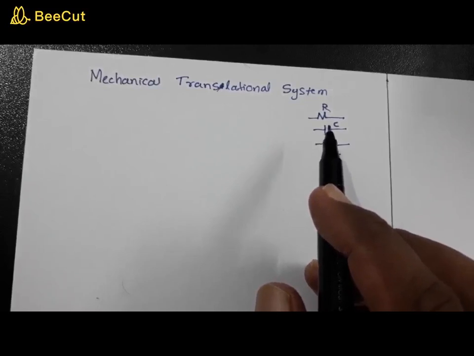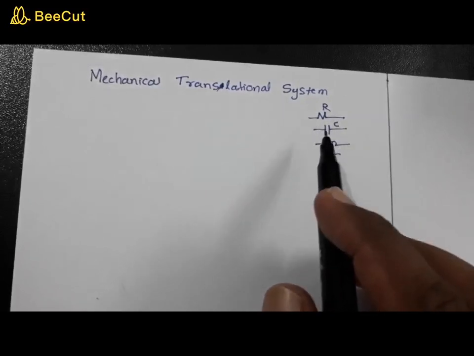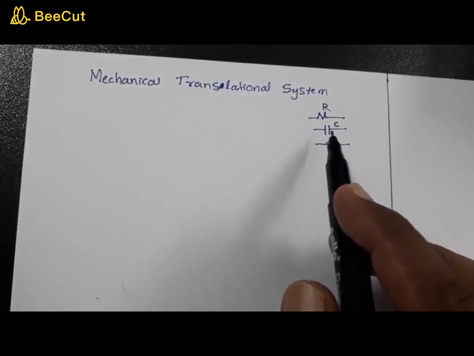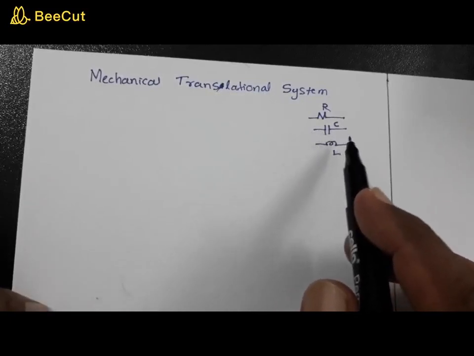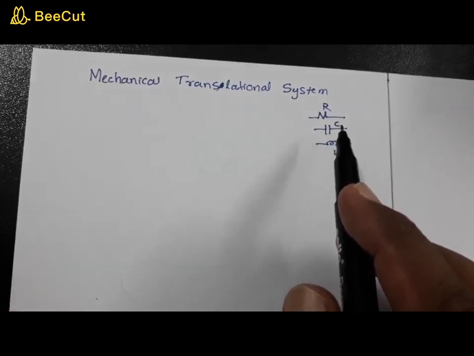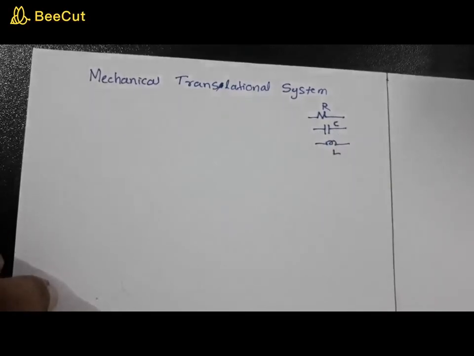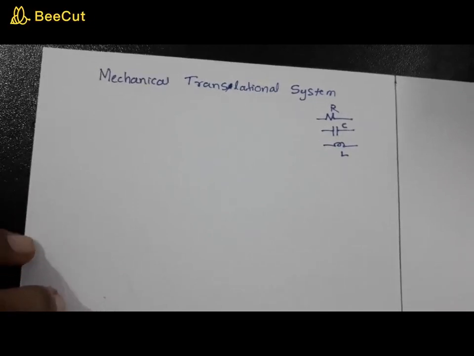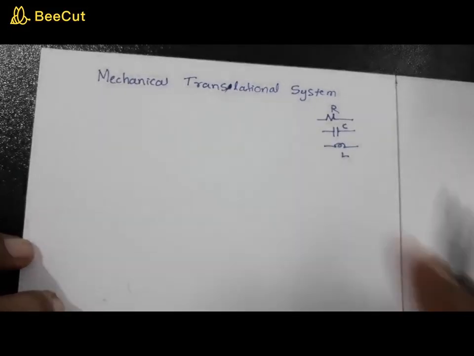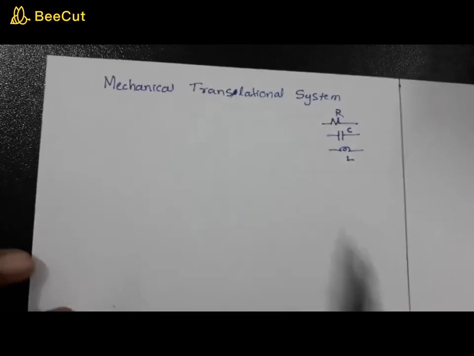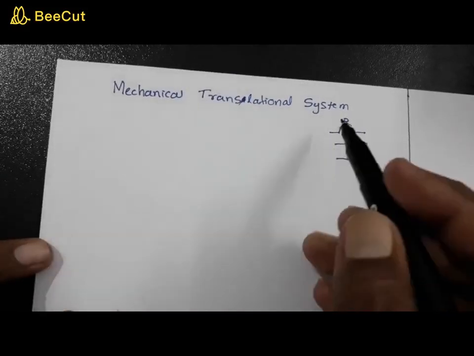Those are the available laws, and using those laws you can frame different equations, and using proper substitution you can arrive at an equation which consists only of the input and the output. Once you have found the input and output, you take the ratio by assuming the initial conditions to be 0, and you will find the transfer function. Once you have found the transfer function, that is the modeling of an electrical system.